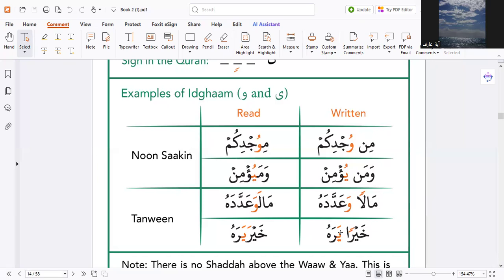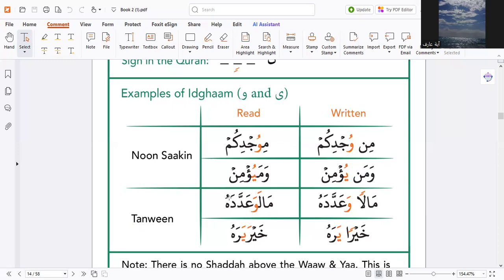Also, when the tanween is followed by ya, the tajweed rule here is idgham with ghunna. Here is how to read the word. It's written in the mushaf this way, but we should read it like this.